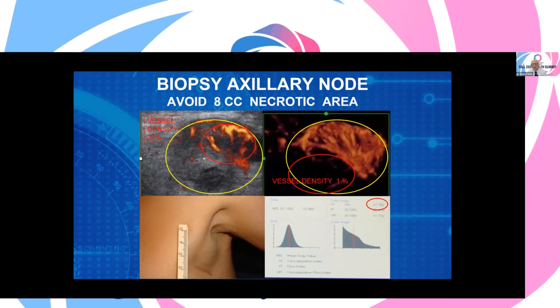When you do the 3D, 4D ultrasound to quantify it, which is on the right side, we see the graphs that show up that calculate the 100 pictures you take in 5 seconds. It calculates 27% vessel density, whereas the one on the bottom, the dark area, the vessel density is 1%, meaning it's all dead cells over there. If you put a biopsy needle into the dead cells, you'll get an inconclusive biopsy. If you put it into the cancer, you'll get much more valuable information.